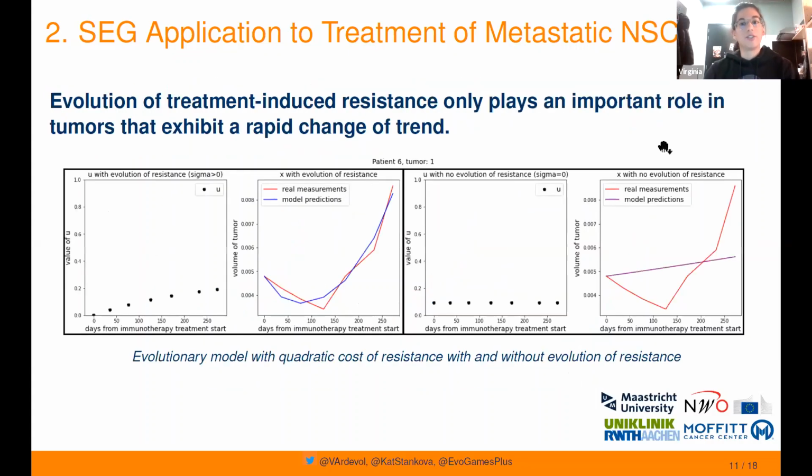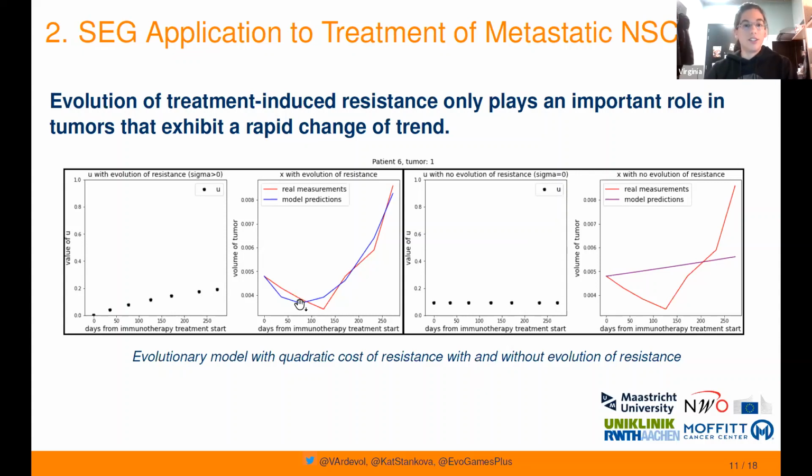And then in order to see if this superiority was due to the higher complexity of the model, or because actually evolution of resistance played an important role, we compared the results that we got with our model when we set sigma to 0 and sigma greater than 0. So basically, sigma greater than 0 means that resistance is evolving with time. Like here, you can see that it changes value over time. And sigma equal to 0 means that U is constant through time.